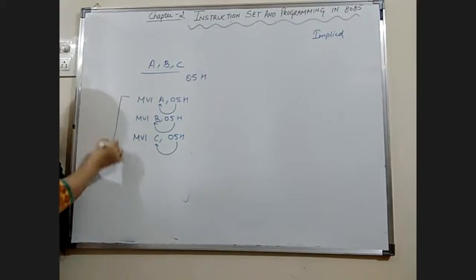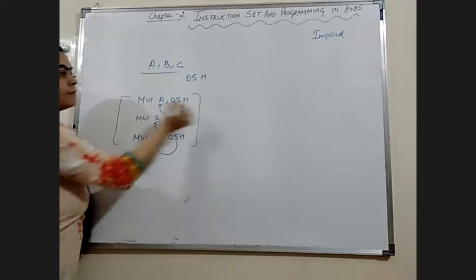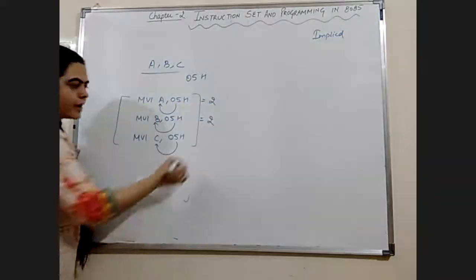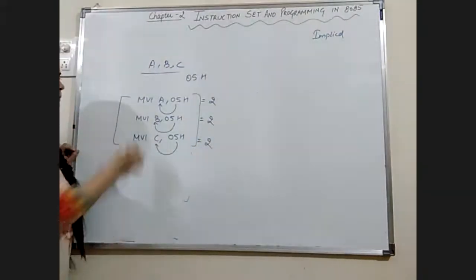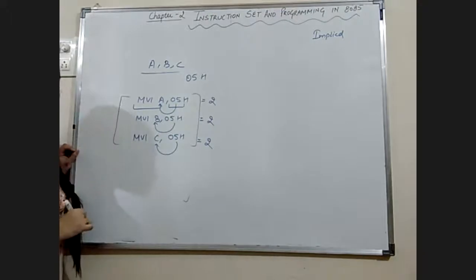So if we are using these three instructions, how many bytes will be occupied? This instruction uses 2 bytes, again this instruction uses 2 bytes, and this instruction uses 2 bytes. So 1 byte is for the opcode and 1 byte for the data.